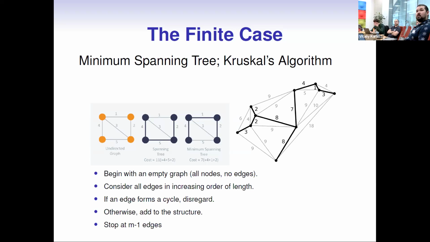And if we create a cycle by adding any of those edges, then we do not add it. We can repeat until the whole point set is fully connected. Now, the problem is I used a lot of terms in there that just don't work in the infinite sense. So for example, consider all edges in increasing order of length, right? We're talking about suddenly an infinite number of edges. If an edge forms a cycle, disregard.